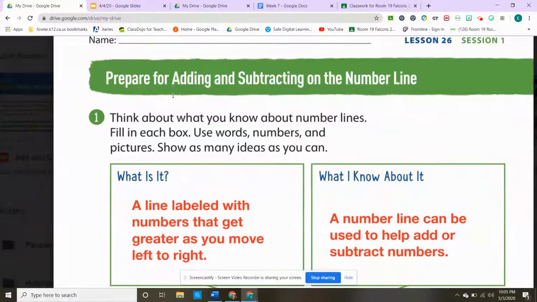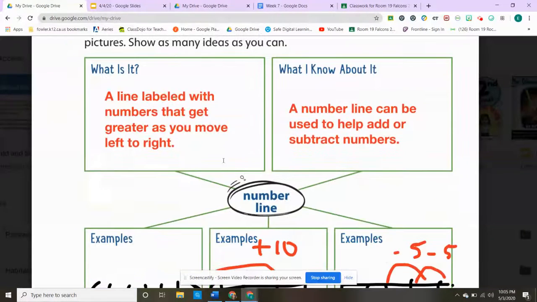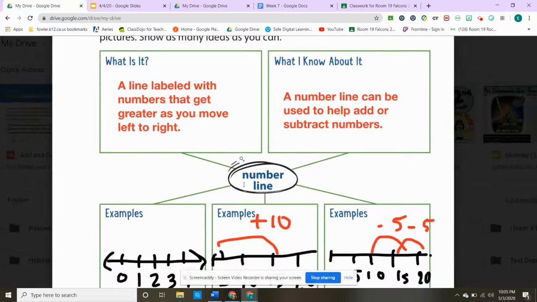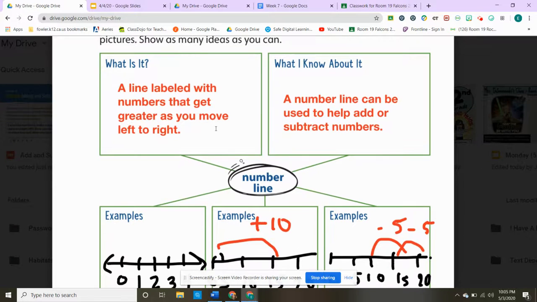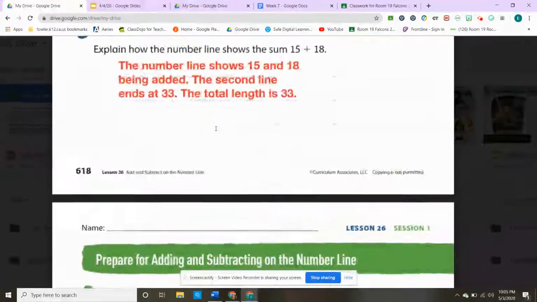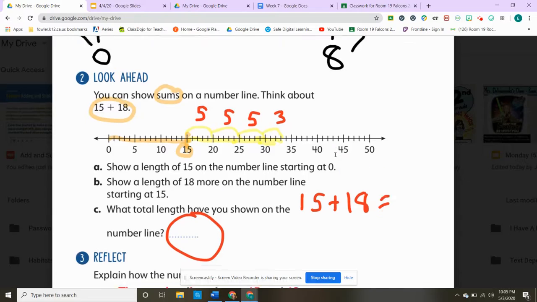So let's look at number 1. I love this. We're going to use what we know about a number line. Do you see in the middle of our graphic organizer, number line? So let's see, what is it? A line labeled with numbers that get greater as you move left to right. So exactly, if we look at our number line up here, it's numbers on a line that get bigger from left to right. When you move right, you get further away from 0, so it gets greater.